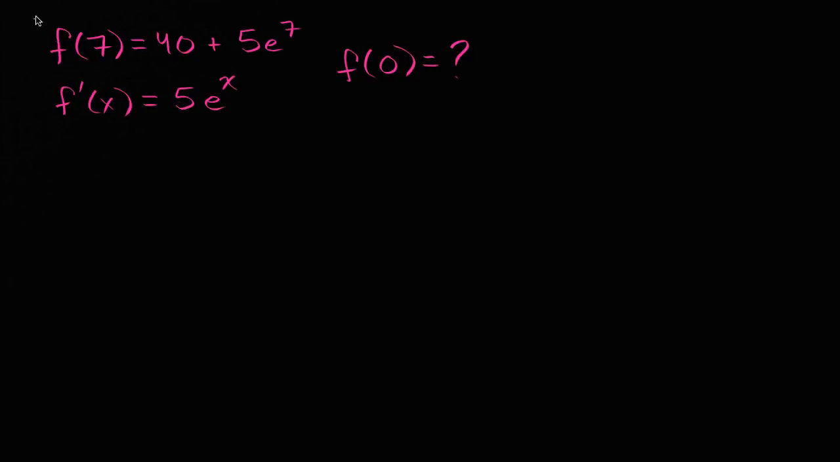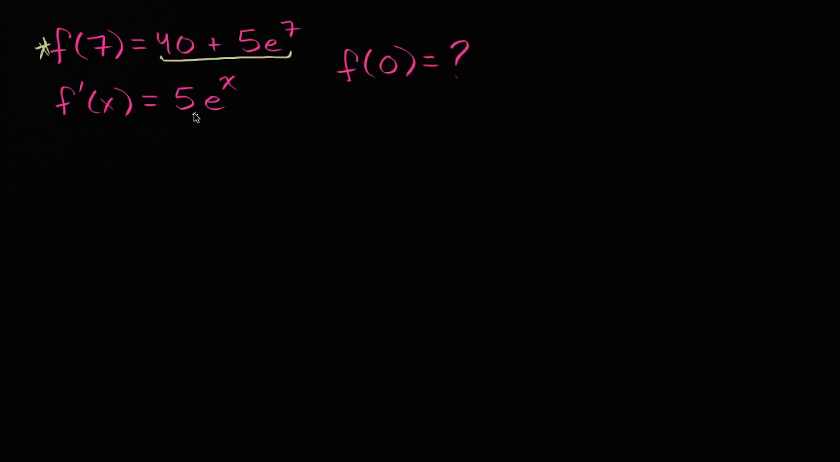So we can use the information that they gave us up here, that f(7) is equal to this. This might look like an expression, but it's really just a number. There are no variables in this. And so we can use that to solve for our constant of integration, and then we will have fully known what f(x) is, and we can use that to evaluate f(0). So let's just do it.